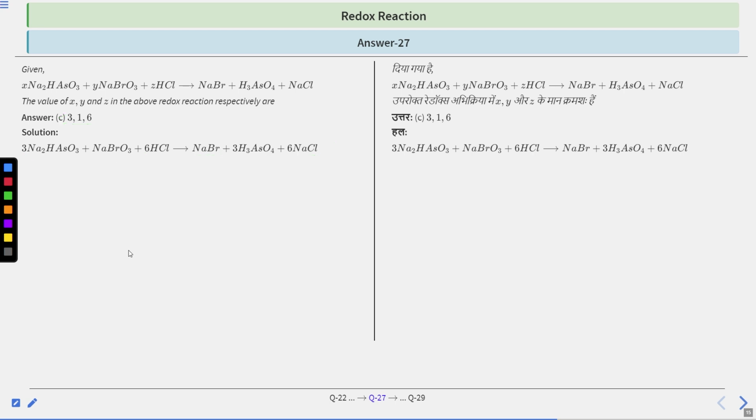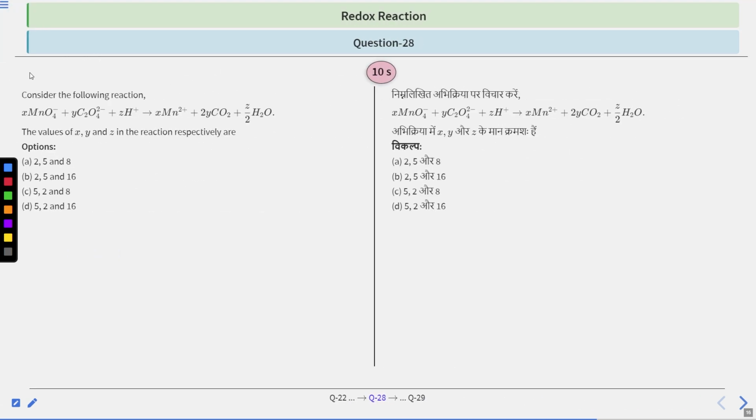Okay, let's move to the next question. Question number 28. Consider the following reaction. We have been given a reaction here. X of MnO4 negative plus Y of C2O4 2 negative plus Z of H positive, giving us X Mn2 positive plus 2Y CO2 plus Z by 2 H2O. Again, we have to find out the X, Y, and Z values in the reaction respectively. Again, we will balance it. So options are 2, 5, and 8; 2, 5, and 16; 5, 2, and 8; 5, 2, and 16.